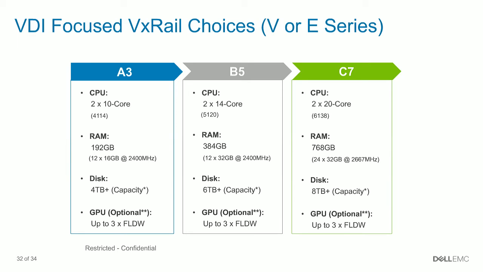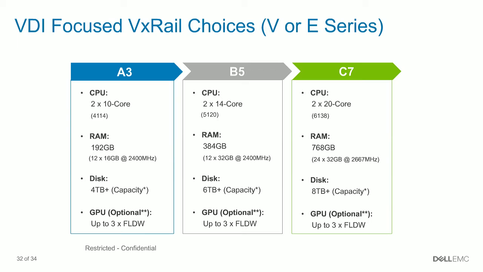So I know we're coming close here to time, guys. We're finishing up in the last few slides. These three configurations transcend across all our HCI offerings within the VDI Ready Solutions team. You can see an A3, a B5, and a C7. A3 would be your low-end starter kit. B5 would be your medium user, and C7 then would be your high end.